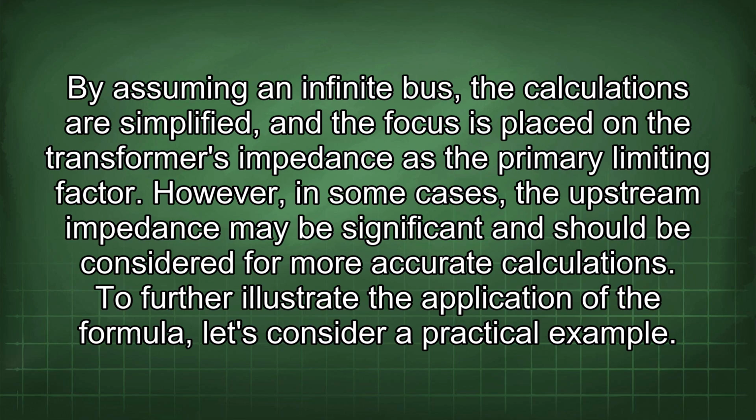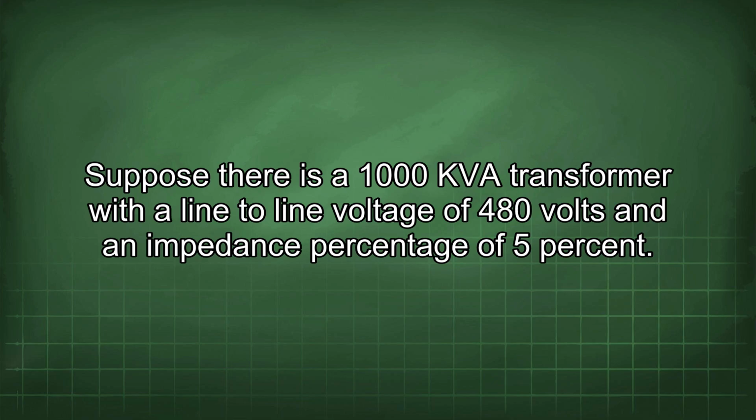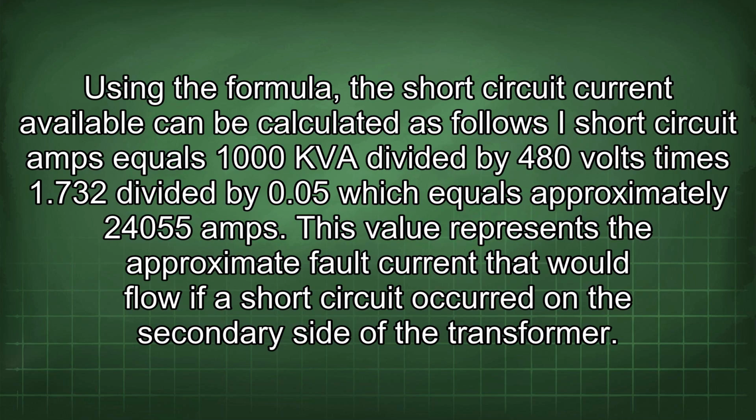To further illustrate the application of the formula, let's consider a practical example. Suppose there is a 1000 kVA transformer with a line-to-line voltage of 480 volts and an impedance percentage of 5%. Using the formula, the short circuit current available can be calculated as follows: I short circuit amps equals 1000 kVA divided by 480 volts times 1.732 divided by 0.5, which equals approximately 24,055 amps.